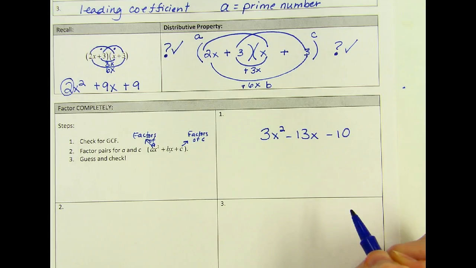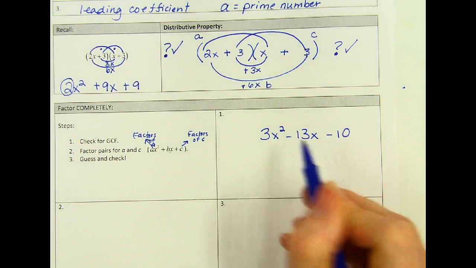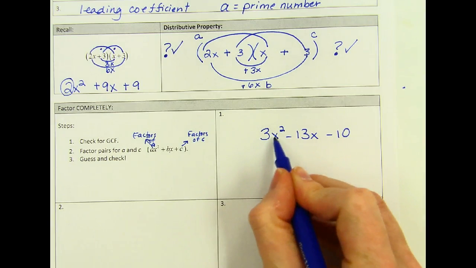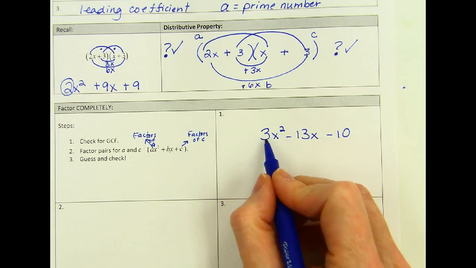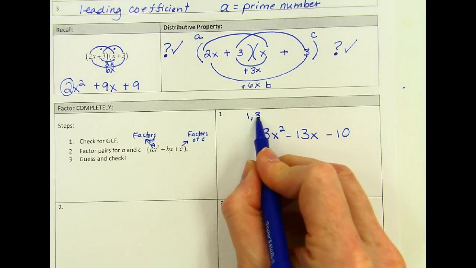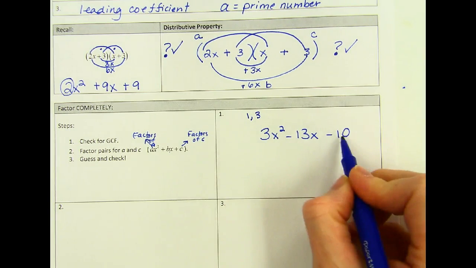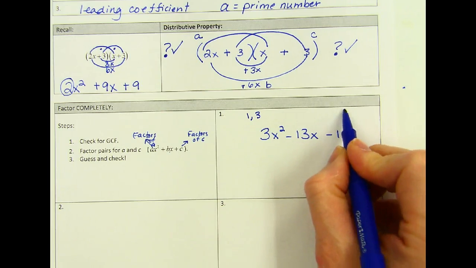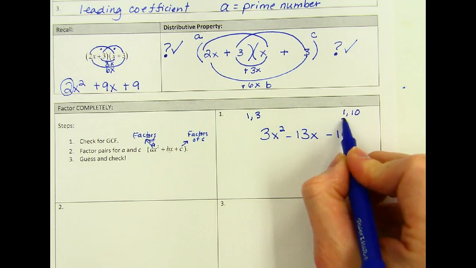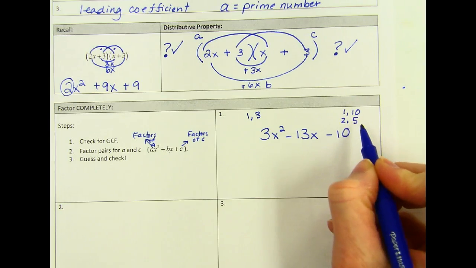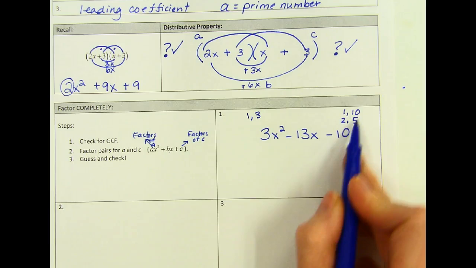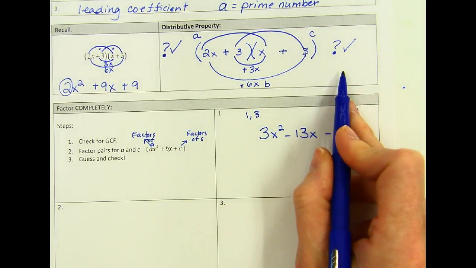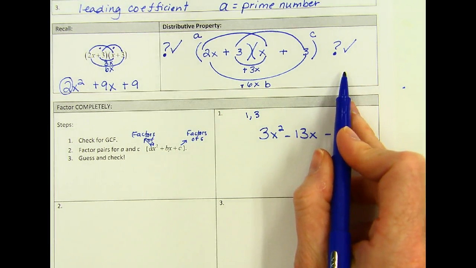3x squared minus 13x minus 10. You will notice it's a trinomial, degree 2. This number is prime. Now, the first thing you would always do is you list your factors of A. That is 1 and 3. You list your factors of 10. That is 1 and 10. This is 2 and 5. Now, what you need to realize, the more factors you list here and here means your guessing and your checking increase.